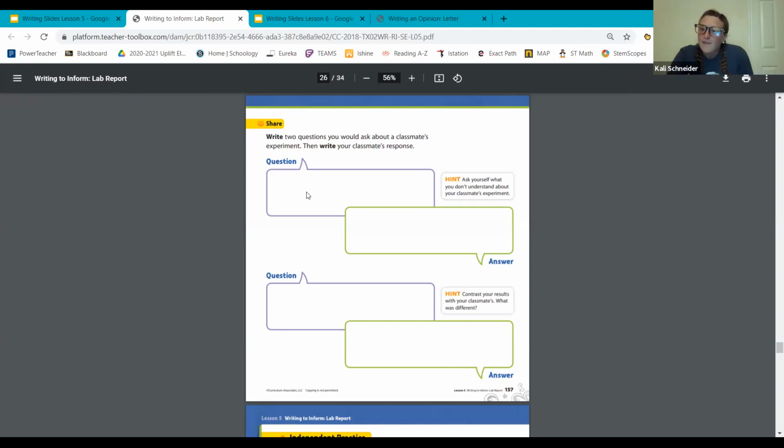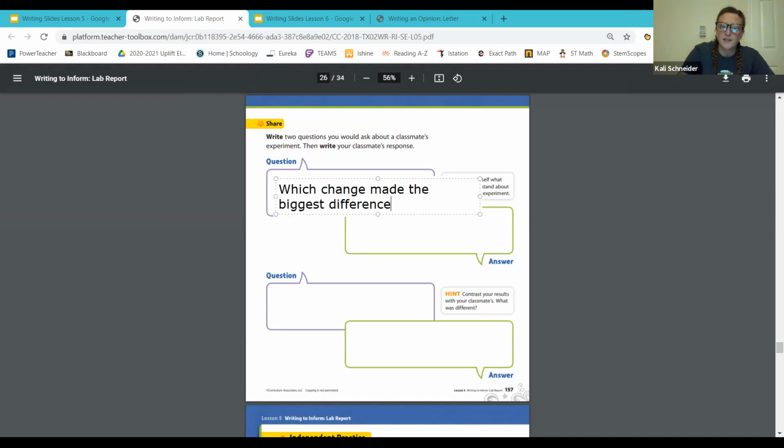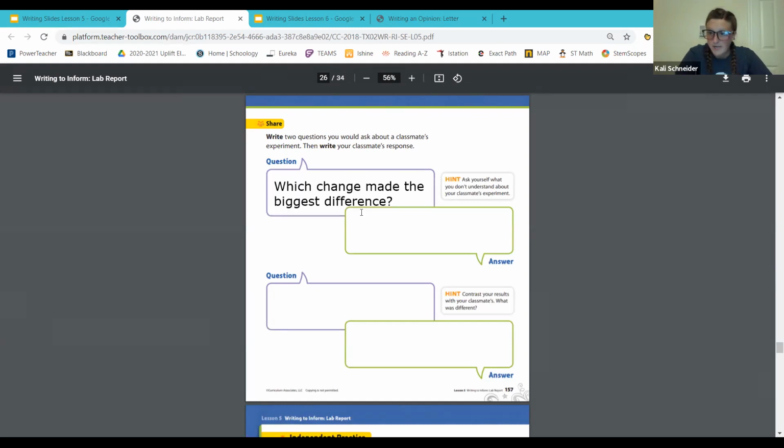So I'm reading my report. I know I talked about the difference between the 2, but I would love to hear more from someone and ask, which change made the biggest difference, right? Was it the ramp? Was it the rocks? And how much? Maybe you can give more information. So, which change made the biggest difference? Oops, it's a question, so I need a question mark at the end. So we want to know which change made the biggest difference in our lab report. So that's something that you can answer.